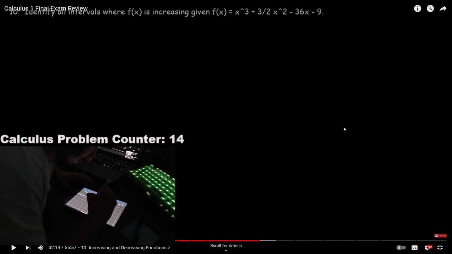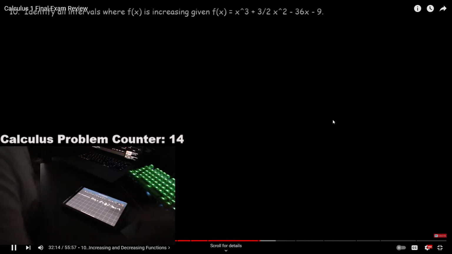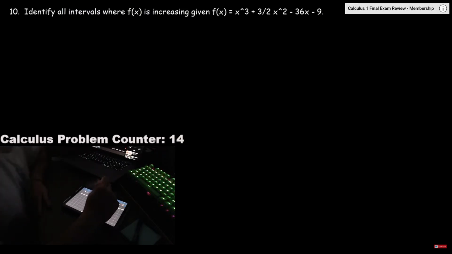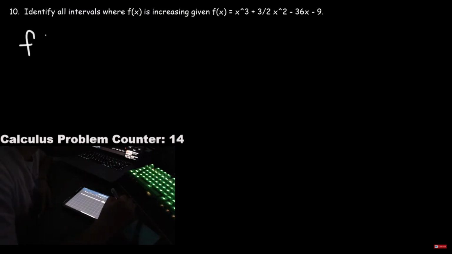Given f of x is equal to x cubed plus 3 halves x squared minus 36x minus 9. So in order to find the intervals where the function is increasing, we need to identify the critical points. And one way we can do that is by finding the first derivative and setting it equal to 0.